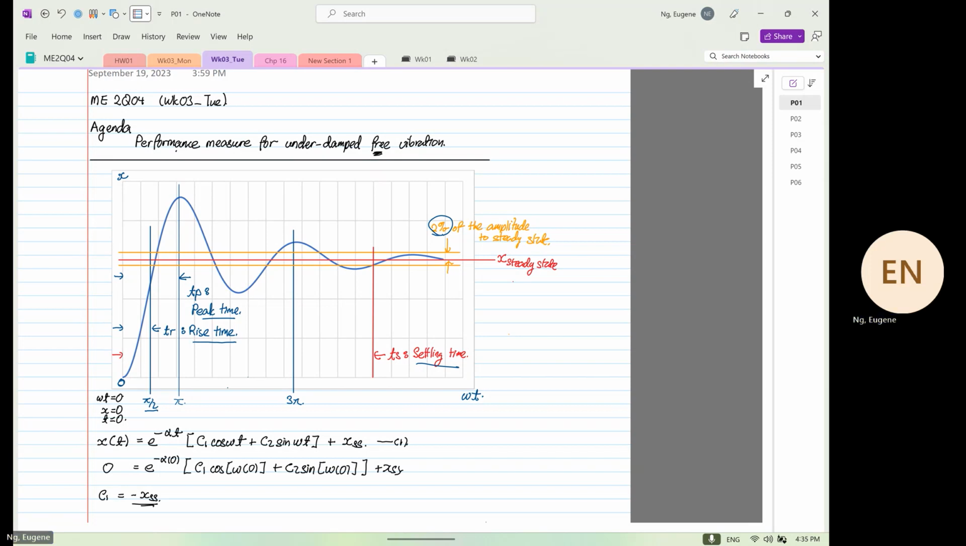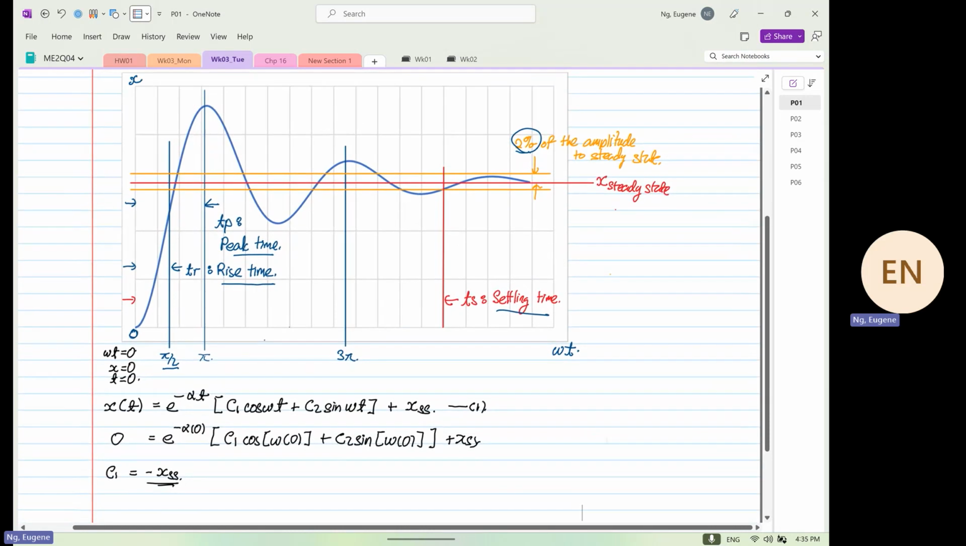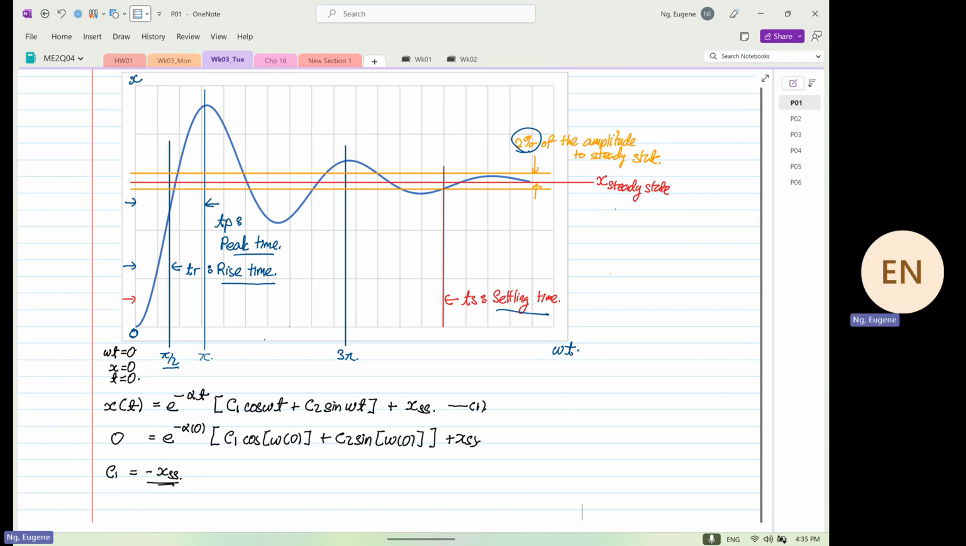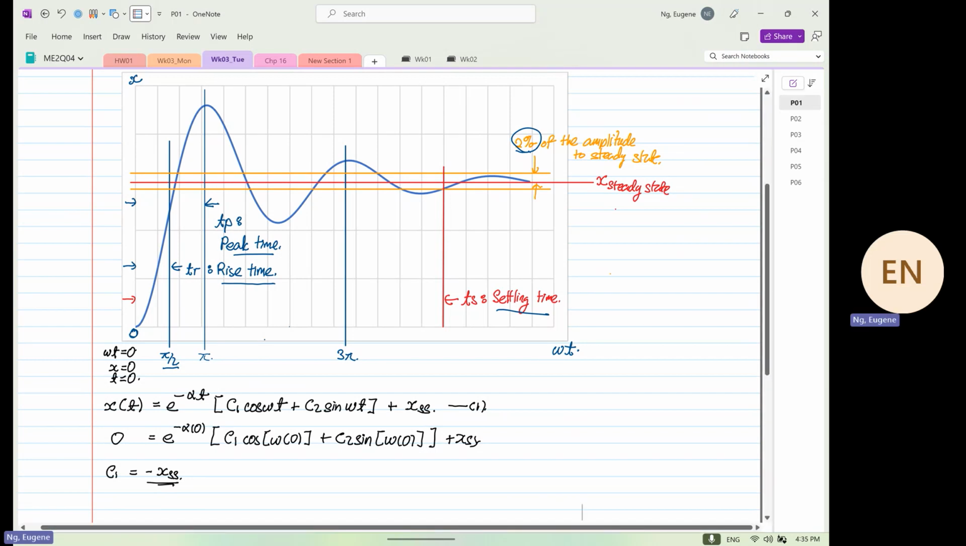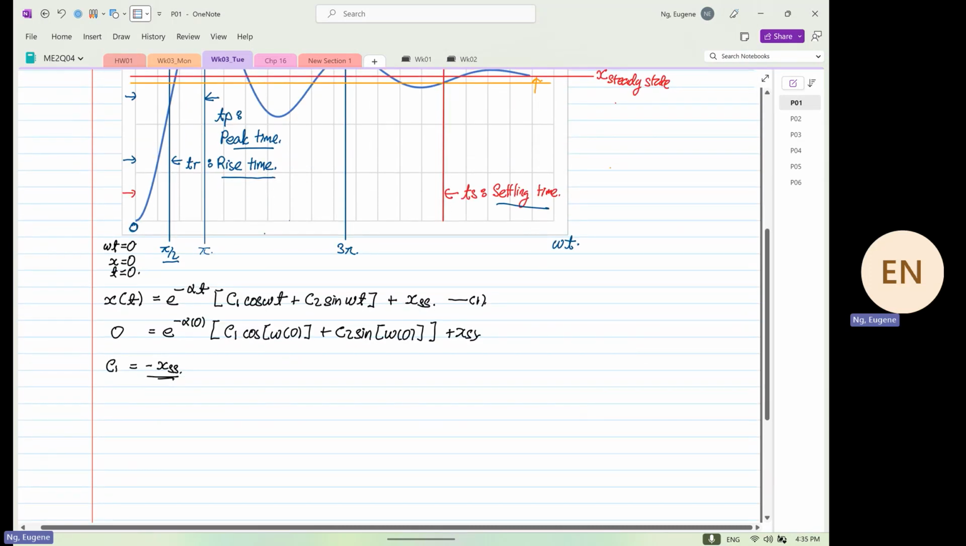Coming back to here, yesterday where we left off, I emphasized that you have to know how to label this diagram. What is a rise time? What is a peak time? What is a settling time? The next thing that we are going to look at, I'm going to manipulate this equation slightly.